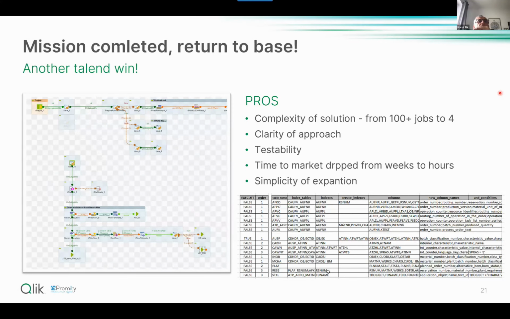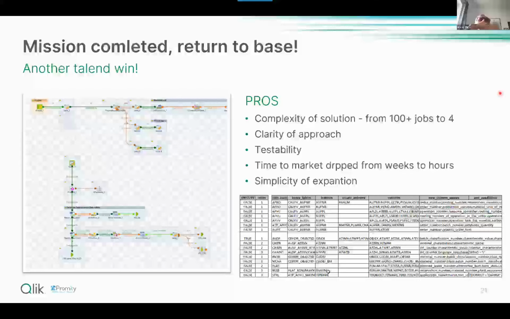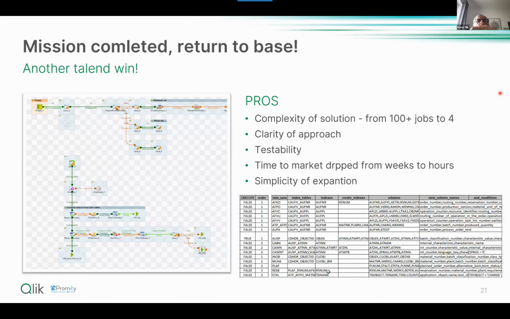Simplicity of expansion. Why? Because there is no need right now to change jobs if we want to change the data we want to collect. If we want to add a new table, as long as there will be no dramatic change on a typical site like endpoint or something, we are adding only a line to our parameters table.